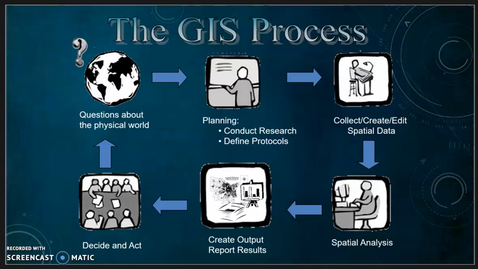Okay, so then we get to our third step, the collect, create, and edit. And so there's no initial data in a GIS. You have to get it off the internet or from the agency itself. And if it doesn't exist, then you might have to create it. It's one of the most time-consuming things.